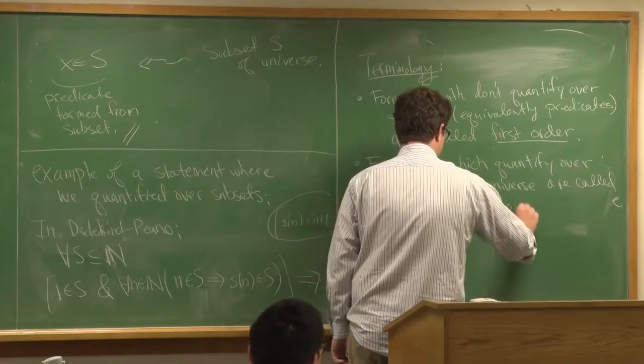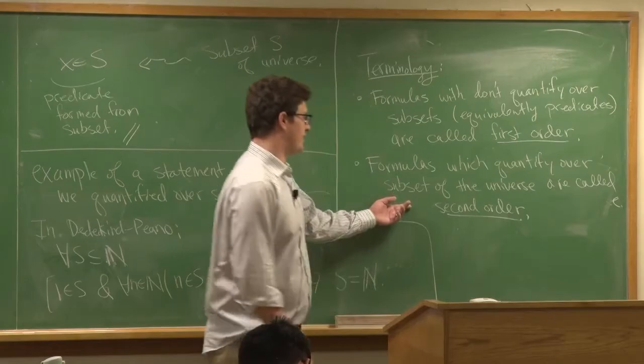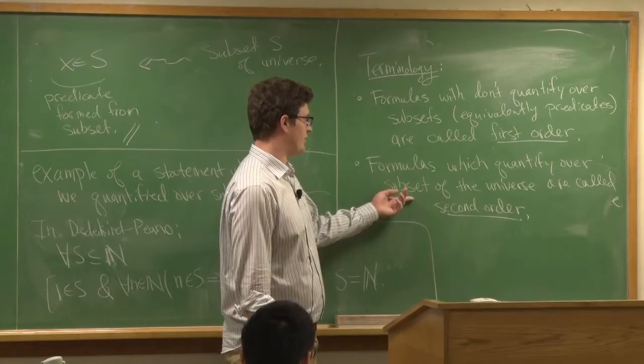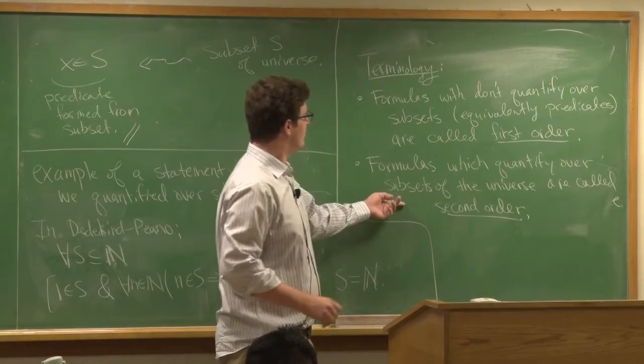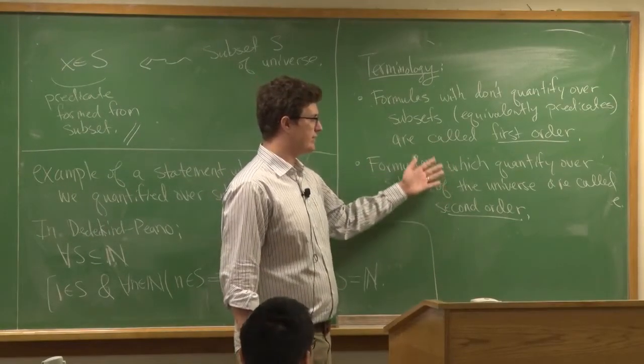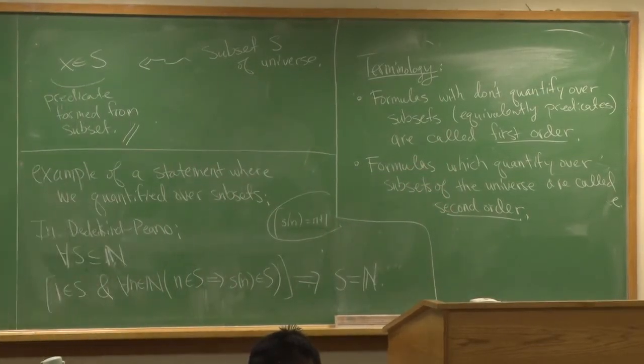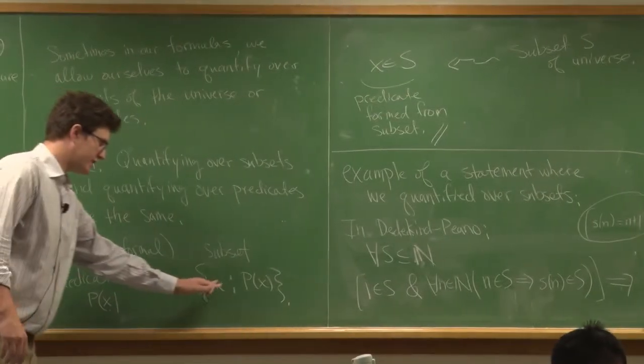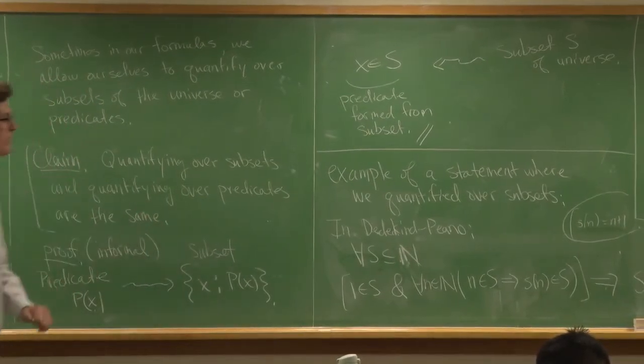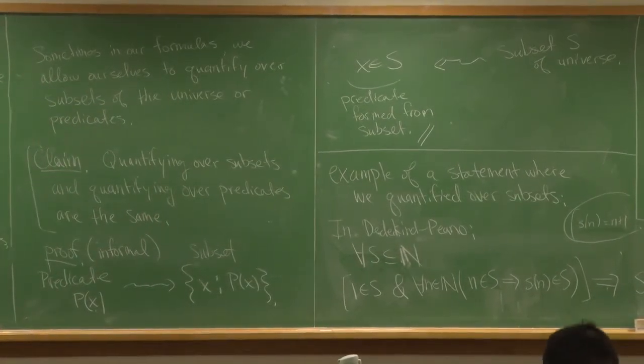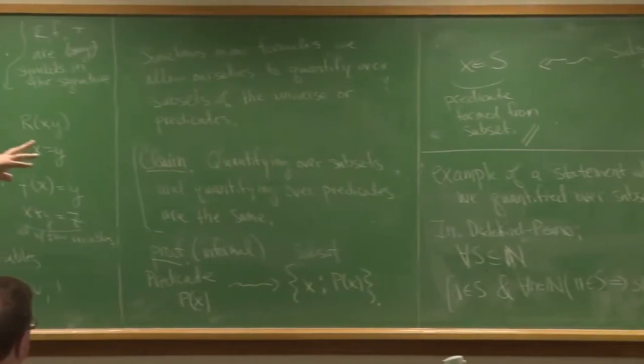In the second statement, I said quantify over subsets of the universe, right? And I could have written equivalently predicates. If you quantify over predicates, it's also second order. But you can always convert between the two very easily. If you have a predicate, you form the set of x such that P of x is true. And if you have a subset, you form the predicate that x is an element of S. So those are second order things.